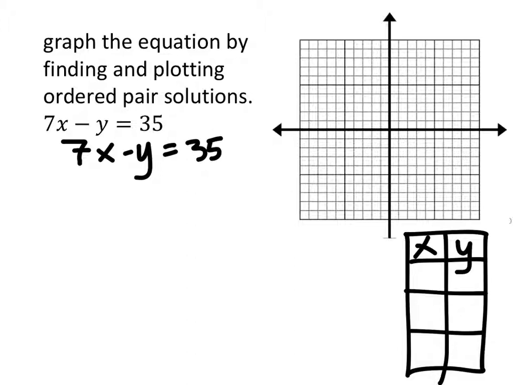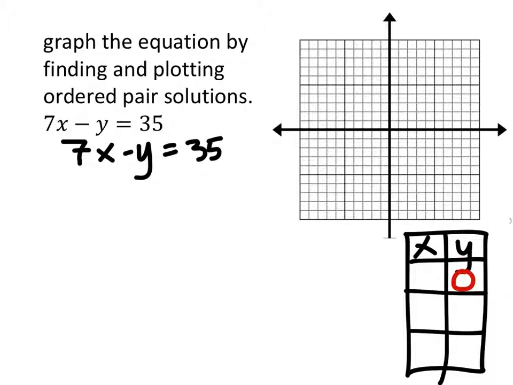Well, here's the thing. If I make the x value 0, the problem with this is I'm going to get a -35 out of that y. This is only problematic because it will not fit on the graph. So I need to choose a different value. In fact, I'm going to go all the way back. That would be the y-intercept. Let's find the x-intercept instead.